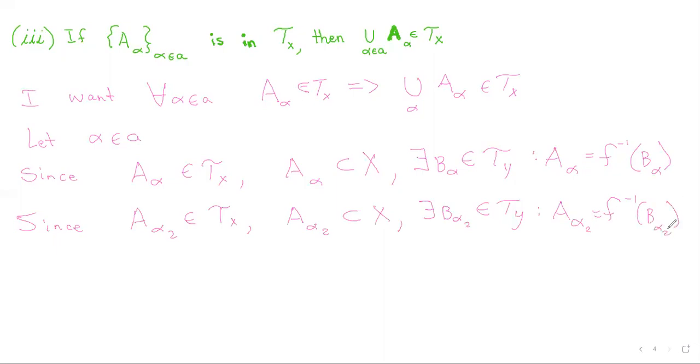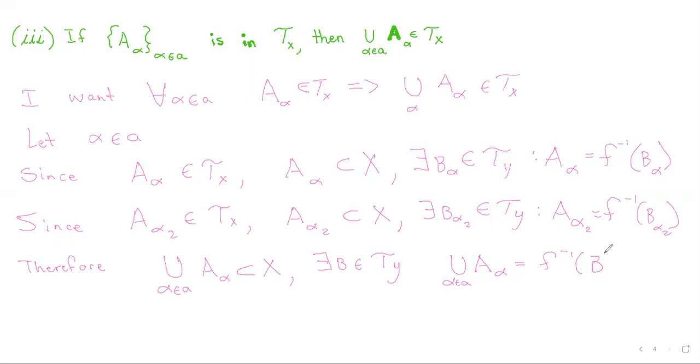And with that, we can say, therefore, the union of these alpha in A for A sub alpha is a subset of X, where there exists a B in tau Y such that the union of A alpha for alpha in A is equal to the inverse image of B.